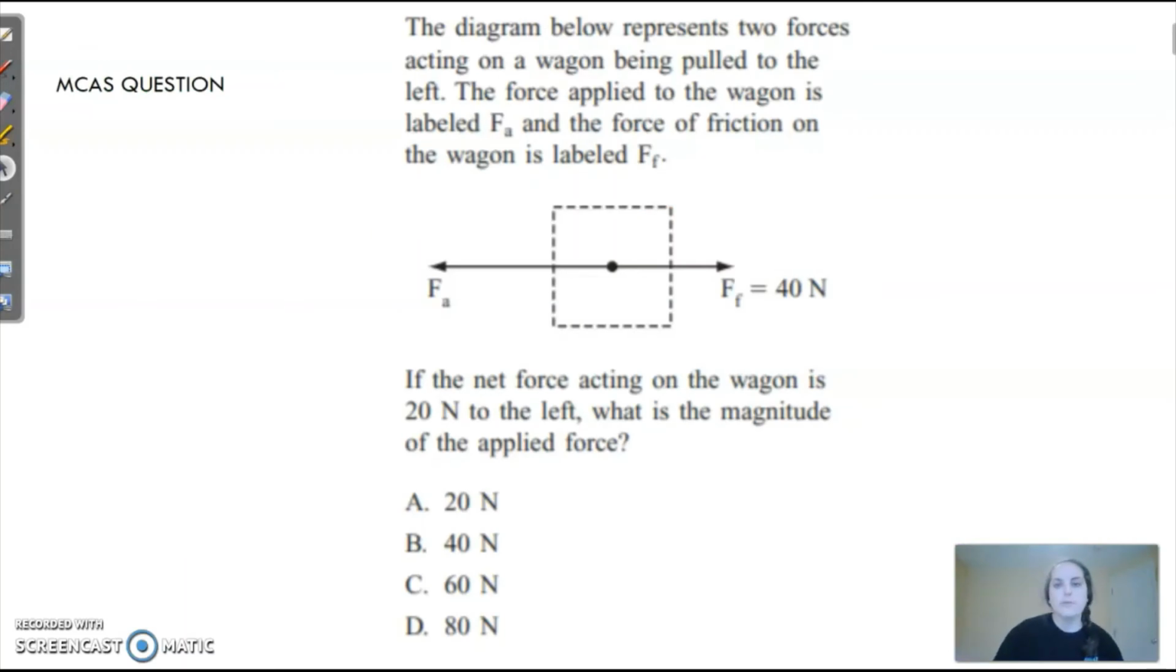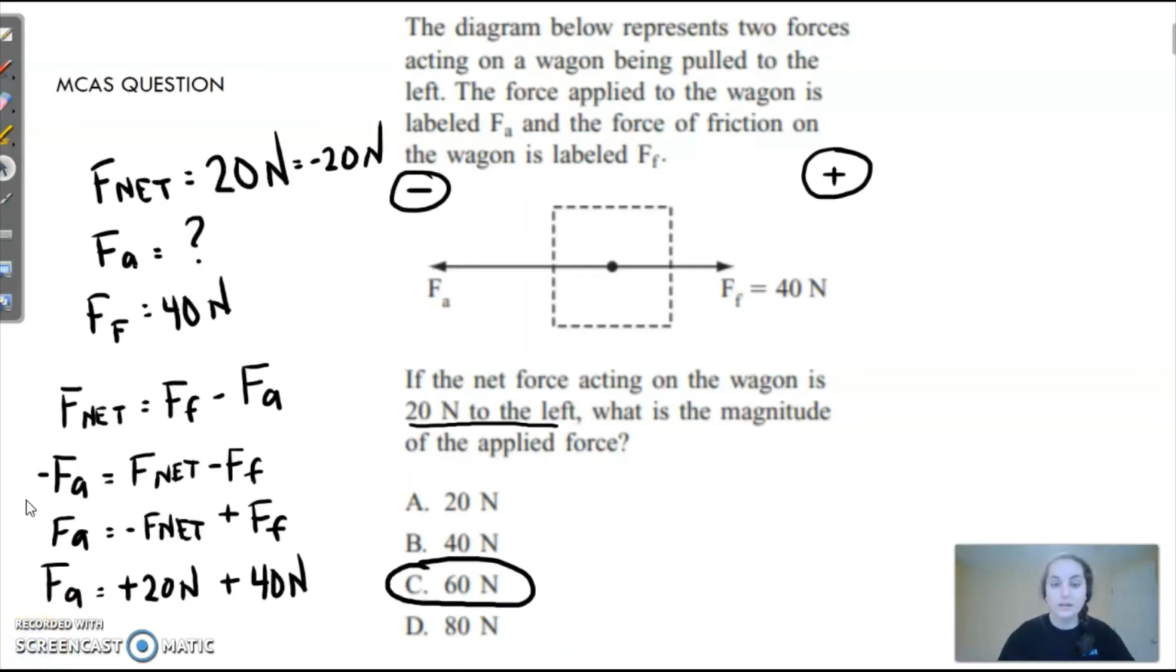The diagram below represents two forces acting on a wagon being pulled to the left. The force applied to the wagon is labeled Fa, and the force of friction on the wagon is labeled Ff. So we have our applied force going to the left. We have our frictional force going to the right, and that frictional force is 40 newtons. We can see this from the free body diagram. If the net force acting on the wagon is 20 newtons to the left, what is the magnitude of the applied force? Remember, not only focus on the magnitude, but also the direction. So make sure that you get this one. Go ahead and try your best on this.